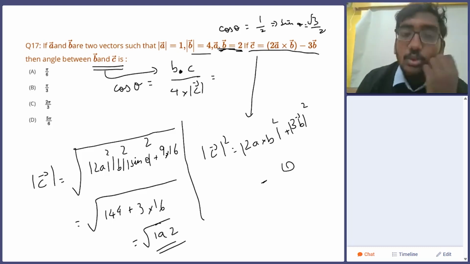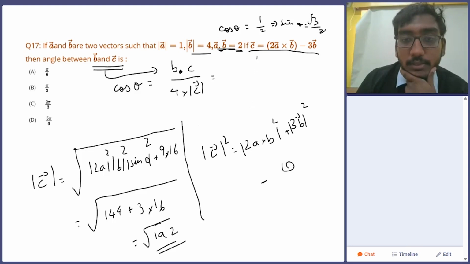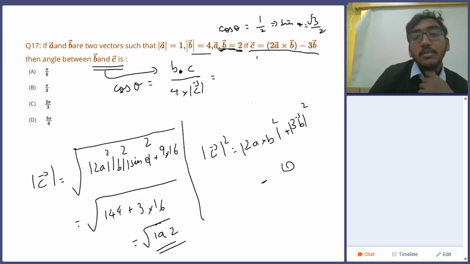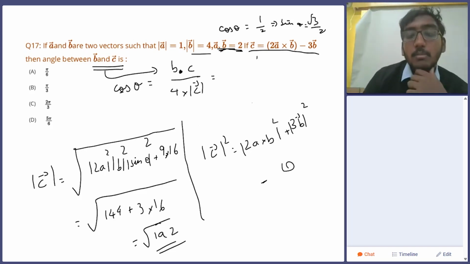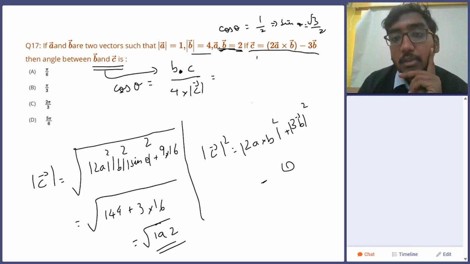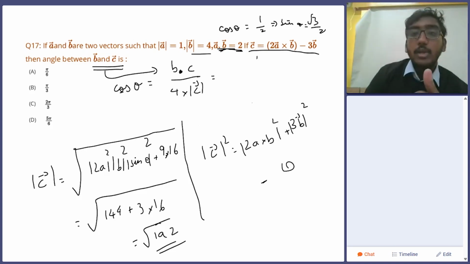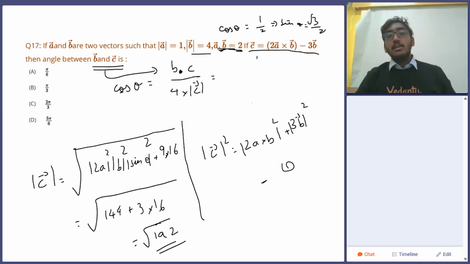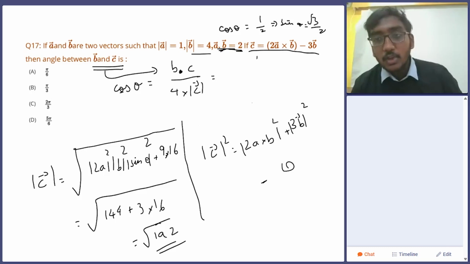Okay. If C is root of 192, then what will be the cos theta value? For the angle between B and C, we are using this idea that the cos of the angle between them is B dot C by mod B mod C. For finding mod C, that has become our primary task. For that, we applied the parallelogram of vector addition. We squared it on both sides, right? And the 2A cross B dot 3B term will be 0. Why? Because A cross B direction is perpendicular to both A and B, so it will be perpendicular to B also, and the dot product will become 0.